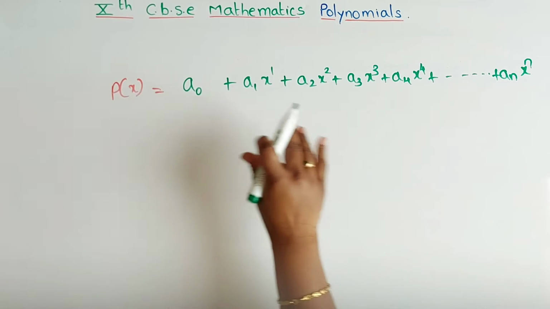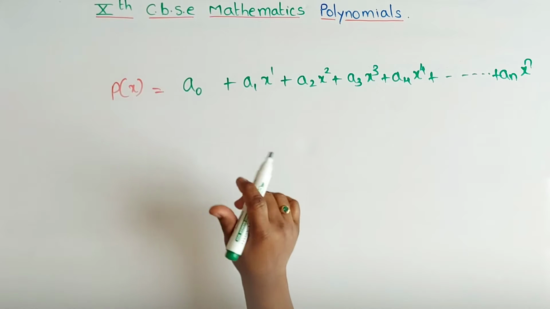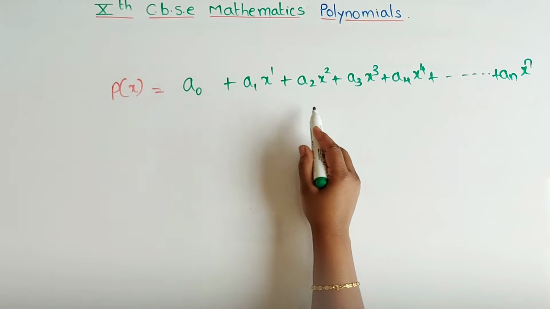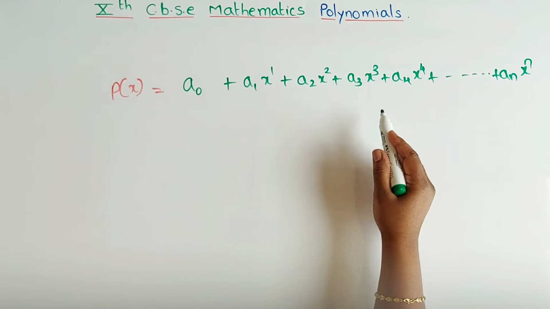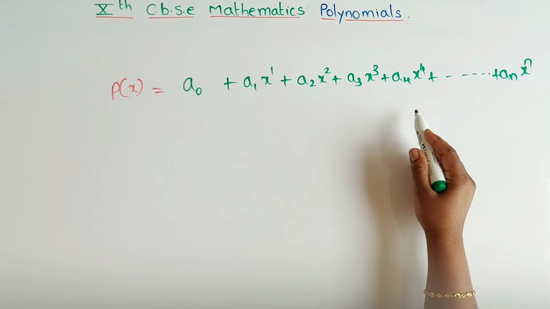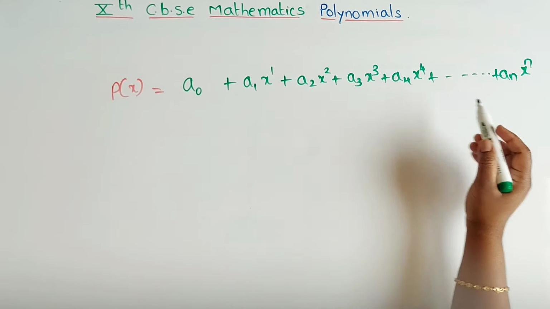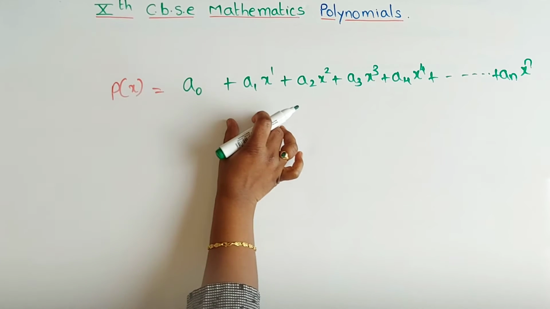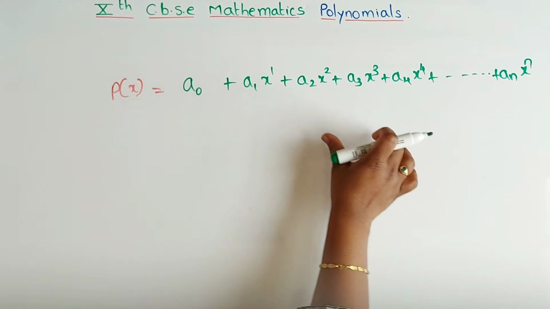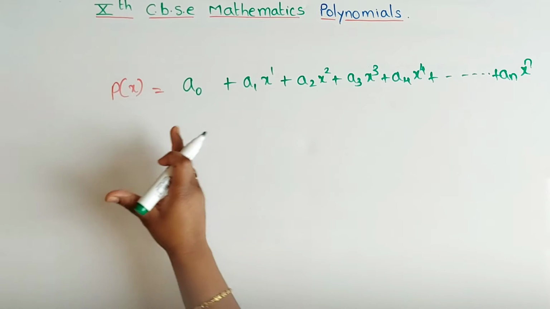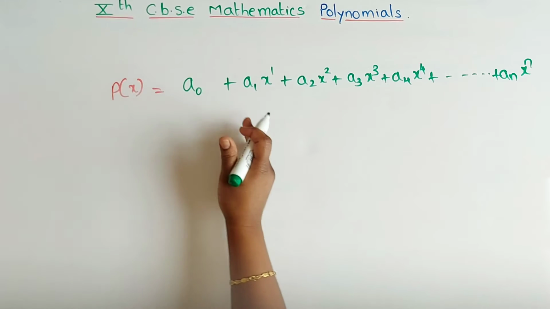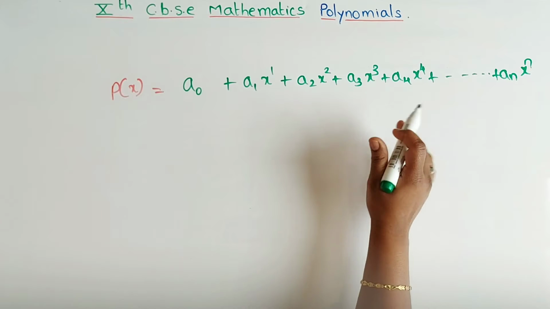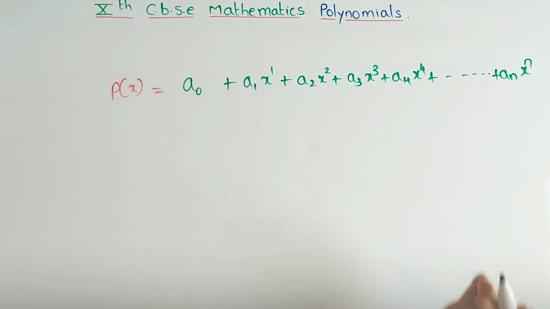This is the basic and standard form of a polynomial, children. A0 plus A1 x power 1 plus A2 x square plus A3 x cube plus A4 x power 4 plus so on until An x power n. What is A here? A0, A1, A2, these are all constants, children. Here we are taking the constants as A0, A1, A2 like that. And x power 1, x square, these are all variables. X is variable here. Right?